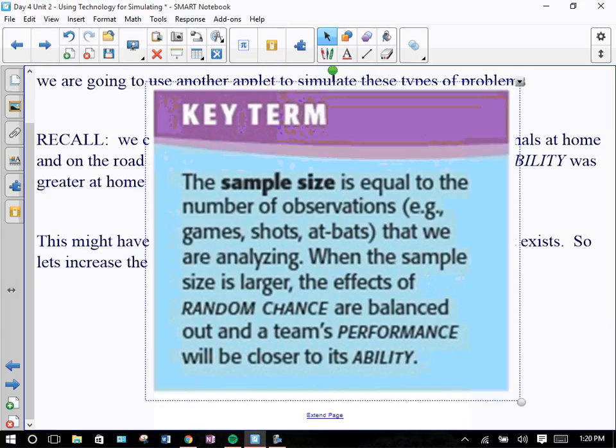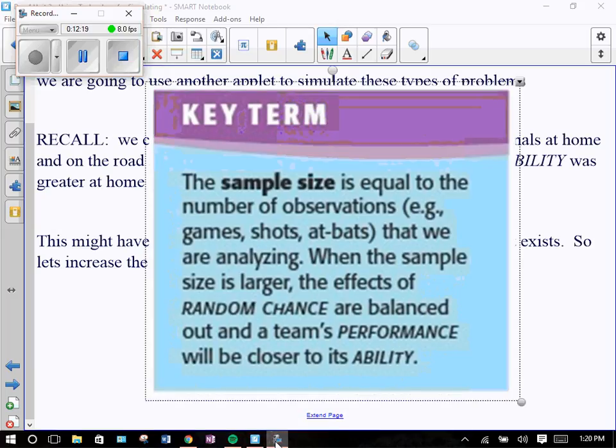When the sample size is larger, the effects of random chance are balanced out and the team's performance will be closer to its ability. So what it's saying is, when the sample size is small, random chance has a larger effect on what happens. But the larger your sample size gets, the more the random chance is balanced out with the actual ability. So the actual performance starts to resemble and be closer to the actual ability. Yes, you need to write that down. That's the definition of sample size.